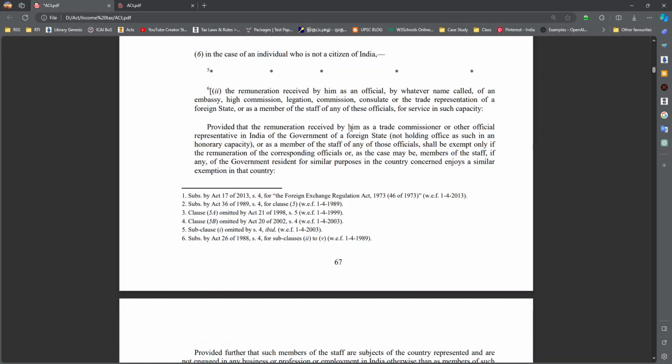Provided the remuneration received by him as a trade commissioner or the official representative in India of the government of a foreign state, not holding office in an honorary capacity, as a member of the staff of any of the officials, shall be exempt only if the remuneration of the corresponding official, or as the case may be, the member of the staff in any of the government resident for similar purpose in the country concerned enjoys similar exemption in that country. So what happens? These officials who are appointed as embassies, in the high commission, legations, commissioners, they enjoy a single commission on the trade in respect of India.